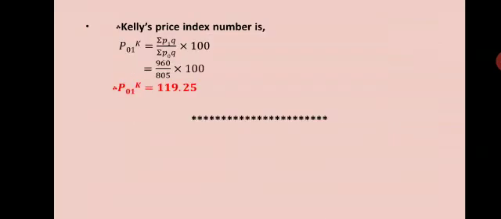Then we have the Kelly's price index number formula, that is P01 of Kelly's is equal to summation P1Q divided by summation P0Q into 100, which is equal to summation P1Q is 960 divided by summation P0Q is 805 into 100. If we simplify further, then we will get Kelly's price index number as 119.25.